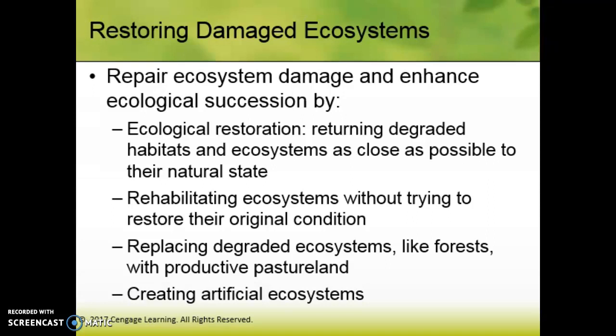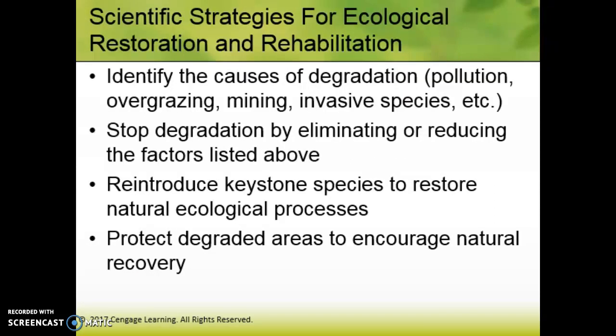If not, what do we need to do? Do we need to replace the ecosystem? Do we need to create an artificial ecosystem? Do we need to recreate a wetlands? What do we need to do to allow primary and secondary succession, really in this case it would be secondary succession, to take hold? And how can nature fix itself?